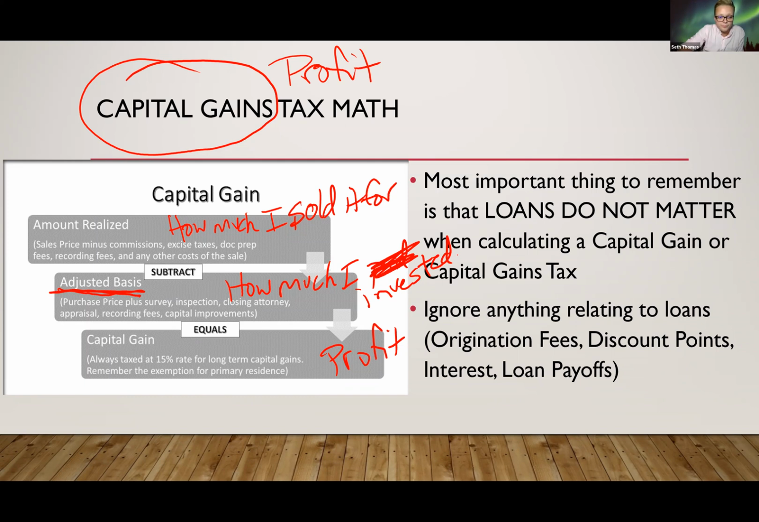Okay. And then the other piece, how much I sold it for, we call that the amount realized. The amount realized is not just how much I sold it for. It's how much I sold it for minus the money I had to pay to get it sold. Like if I had to pay commissions, I should probably take that out before I start calculating my profit. So this is what you sold it for minus things like commissions, excise taxes, attorney's fees and all those kinds of things. And so rather than how much I sold it for, I would say how much I got from the sale.